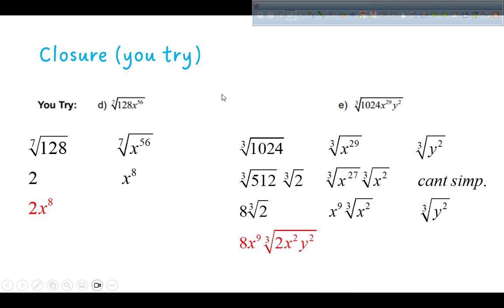All right. I'm breaking the 1024 up into 512 and 2. 512 is my perfect third. So that's 8 third root 2. I'm breaking the x to the 29th up into 27 and 2. Stop me if that doesn't make sense. Multiples of 3 get me all the way up to 27. After that, it's 30, and that's too much. And 27 and 2 add up to 29. And that last one I can't simplify because the inside is smaller than the outside. It's already done.